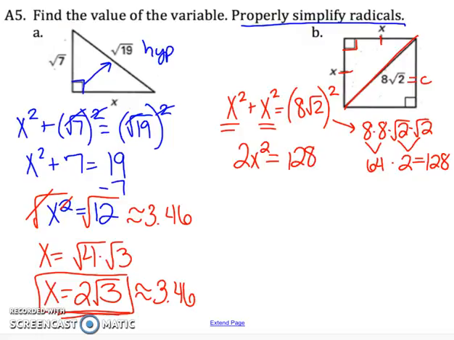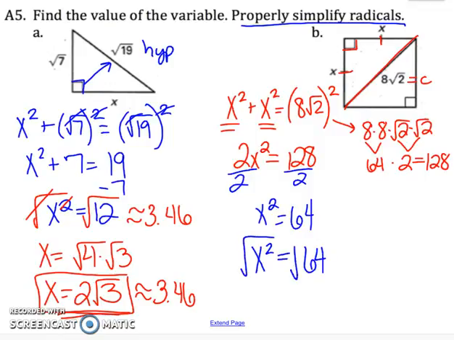Solving for x now, I'm going to divide by the 2. So I get x squared equals 64. Then take the square root of both sides. And I get then x equals the length of 8.